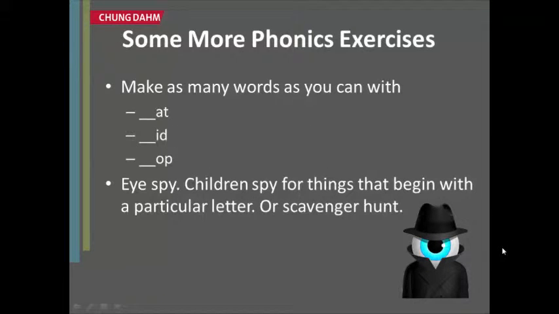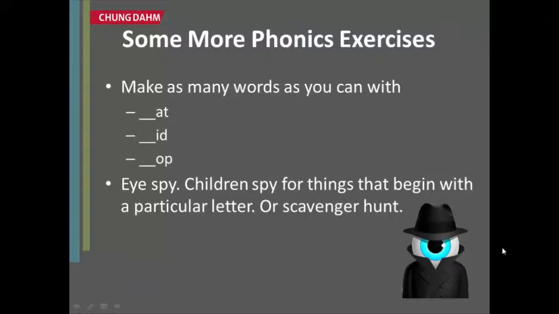Now that we've discussed some techniques for teaching phonics, let's look at some more specific phonics exercises that we can do to support our students' phonics development. One of these is to give students the chance to make as many words as they can using word families. So for example, I might present students with the word family "at," and they have to come up with as many words as they can, such as fat, mat, cat, hat, and so forth.